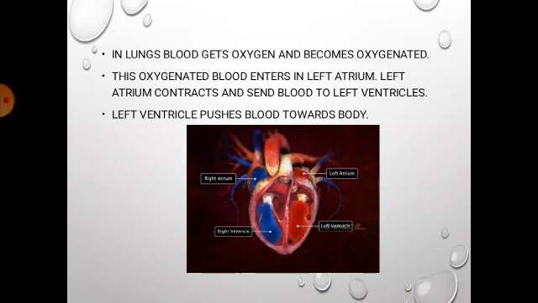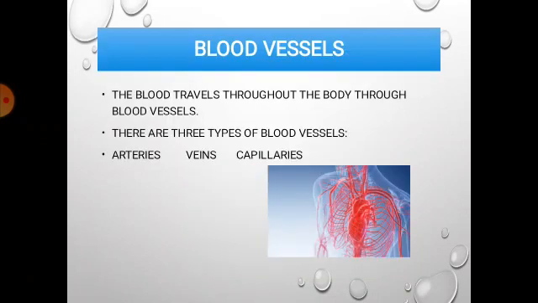In the diagram you will see these 4 parts of the heart: right atrium, left atrium, right ventricle and left ventricle. Blood vessels. The blood travels throughout the body through blood vessels. There are 3 types of blood vessels: arteries, capillaries and veins.